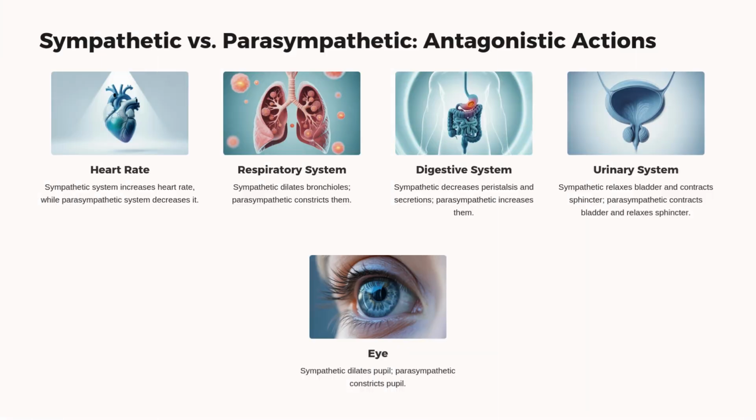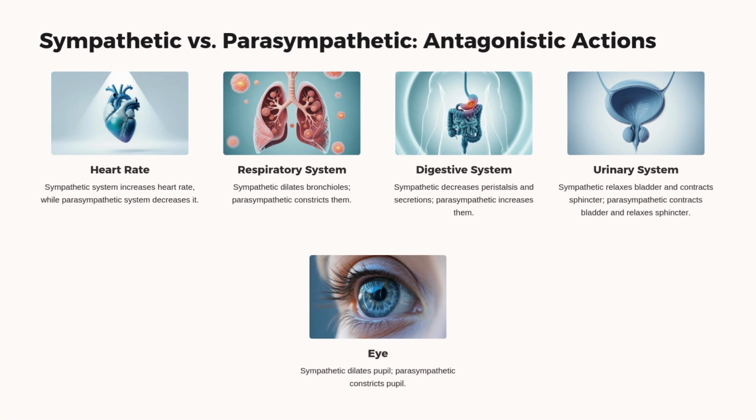Sympathetic versus parasympathetic, antagonistic actions. Heart rate. Sympathetic system increases heart rate, while parasympathetic system decreases it. Respiratory system. Sympathetic dilates bronchioles, parasympathetic constricts them. Digestive system. Sympathetic decreases peristalsis and secretions. Parasympathetic increases them.